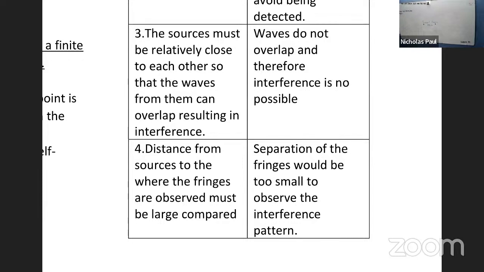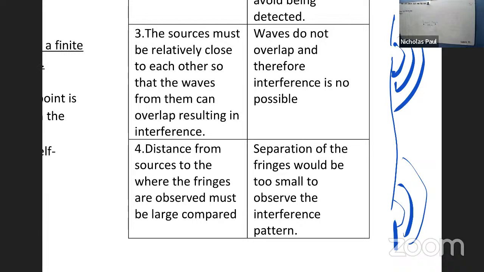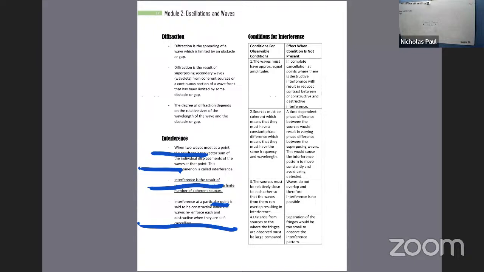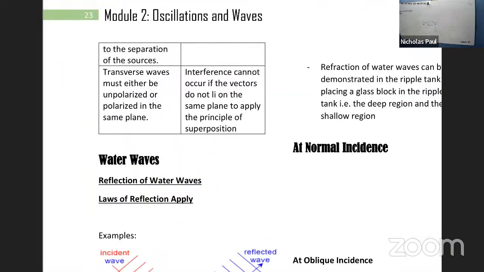Next thing. The sources must be relatively close to each other so that the waves from them could overlap. You don't want one slit here and one slit here, and then when the waves come out, they're not overlapping. Obviously, you won't get interference. And the distance from the sources to where the fringes are must be large compared to the separation of the sources. What it's saying there is that D must be much larger than E.